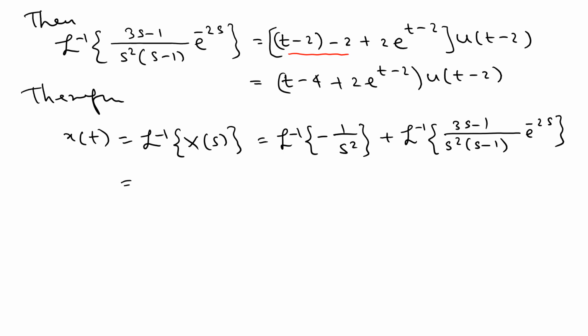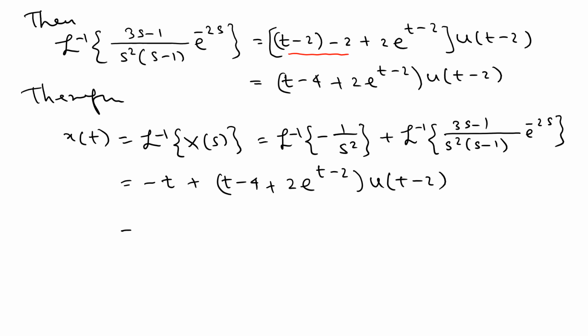So negative 1 over s squared means negative t, and then the other one we already know, it is t minus 4 plus 2 times e to the t minus 2 times u of t minus 2. So that's the final answer. And then if you want, you can rewrite them in a different way.